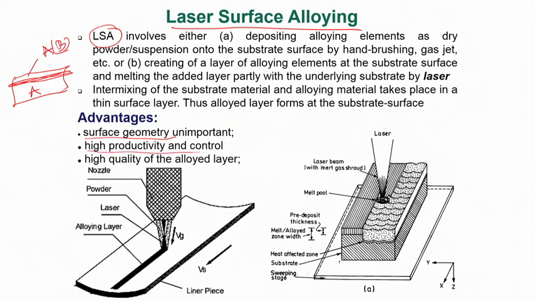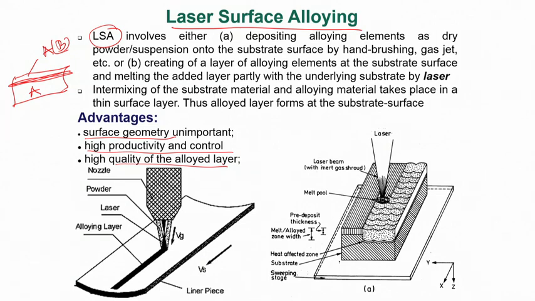There is very high productivity and control. We can achieve this surface alloying at a very fast rate. The quality of the alloying layer is certainly very high and also fairly novel, which is not possible by any normal technique. So the process can be done in either of two ways.